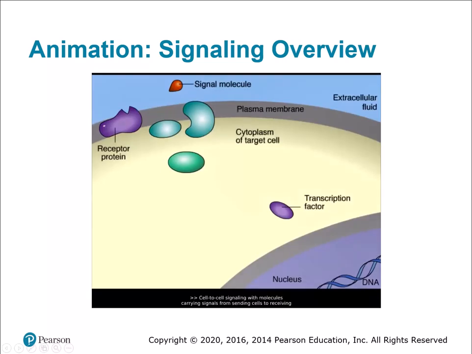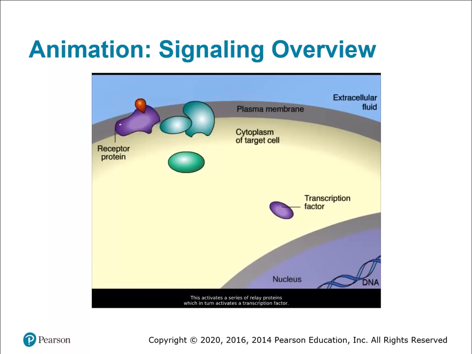Cell-to-cell signaling, with molecules carrying signals from sending cells to receiving or target cells, is a key mechanism in the coordination of cellular activities. In most cases, a signal molecule acts by binding to a receptor protein in the plasma membrane of the target cell and activating a series of changes, a signal transduction pathway, that triggers a specific response within the cell. A signal molecule binds to a specific receptor in the plasma membrane of the target cell.